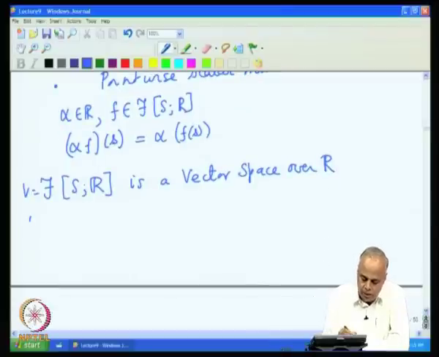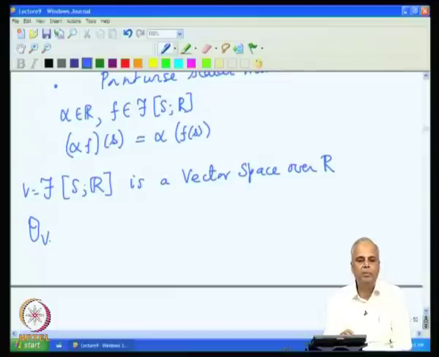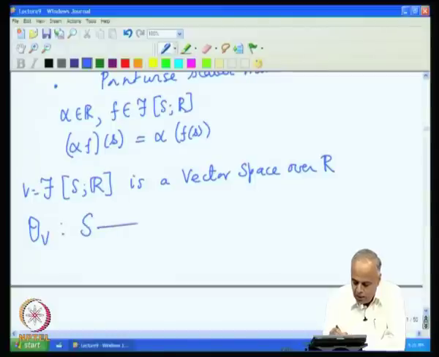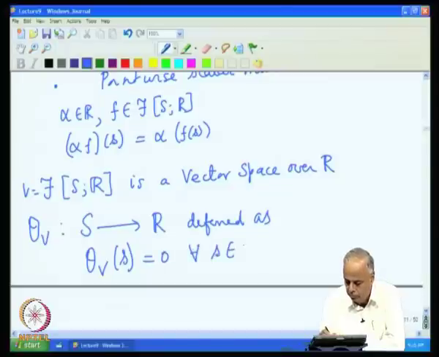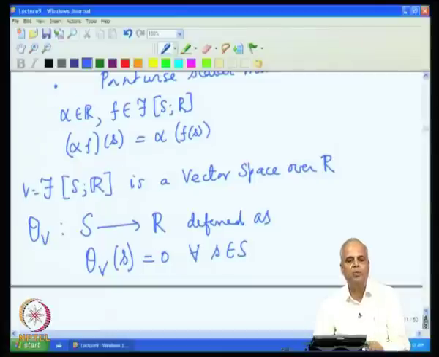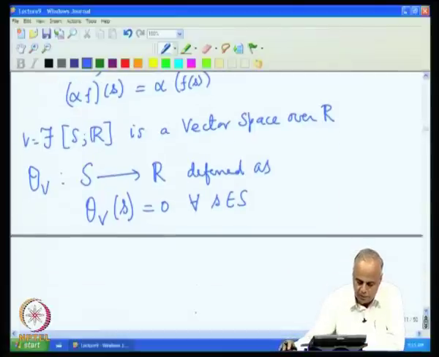What is the 0 element of this vector space? It must be an element of V, therefore it must be a function from S to R. Which function theta is that function from S to R defined as: at each point S it takes the value 0. That is the 0 element, or the 0 vector, of this vector space.